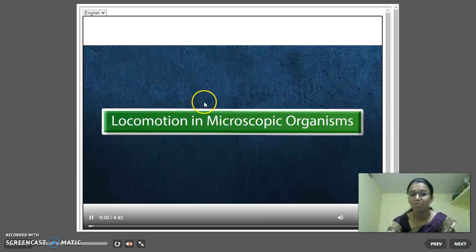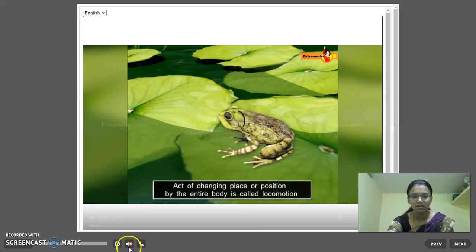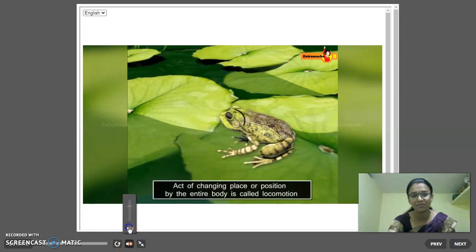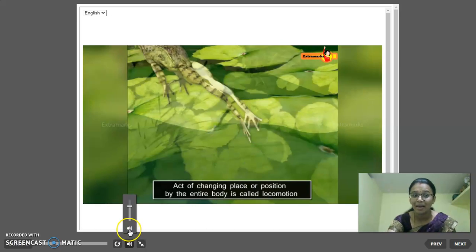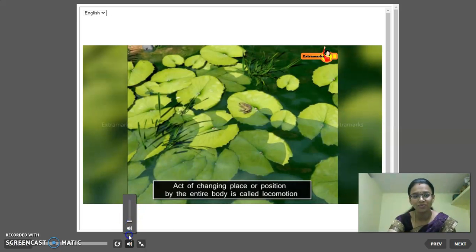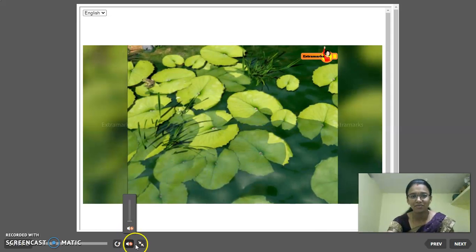Motion in microscopic organism. Look at here. So what is this? The act of changing place or position by the entire body is called as locomotion. Okay?